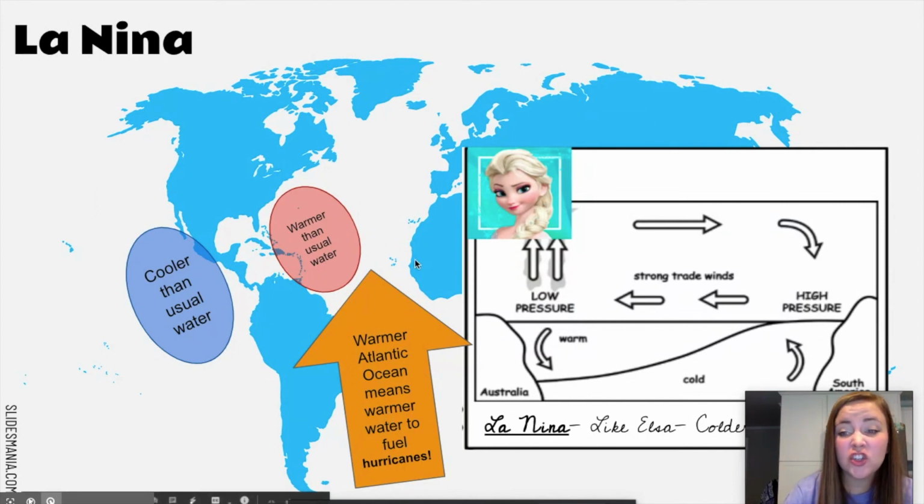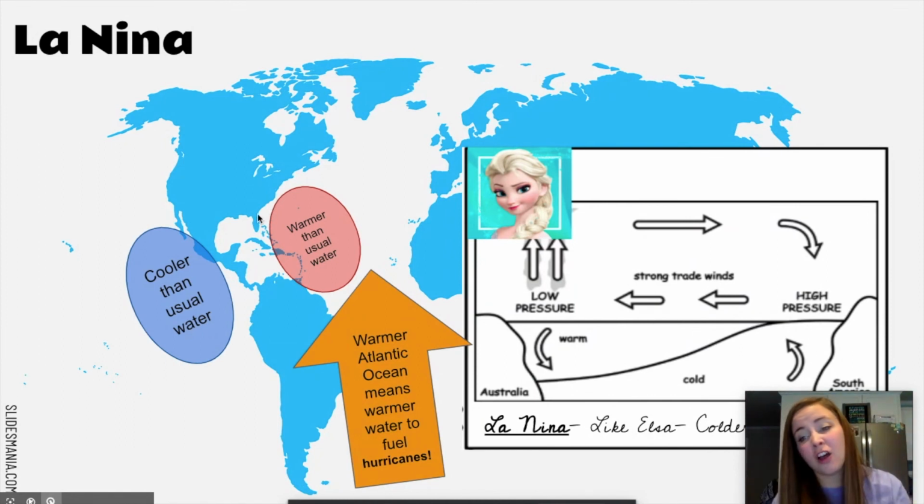Our hurricanes usually are produced off the coast of Africa here. The trade winds push them towards us. And then the prevailing westerlies catch on to them, and then it pushes them along our coast. But again, remember, we've got that warm water that fuels the hurricane, so they've got plenty of time to build and to grow, especially in a La Niña year.